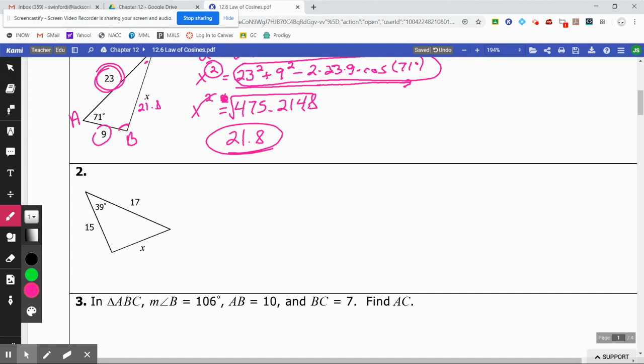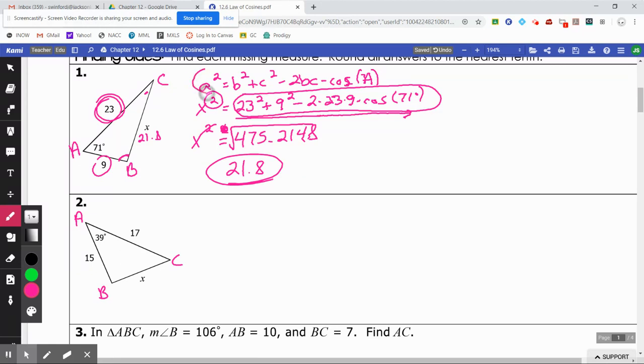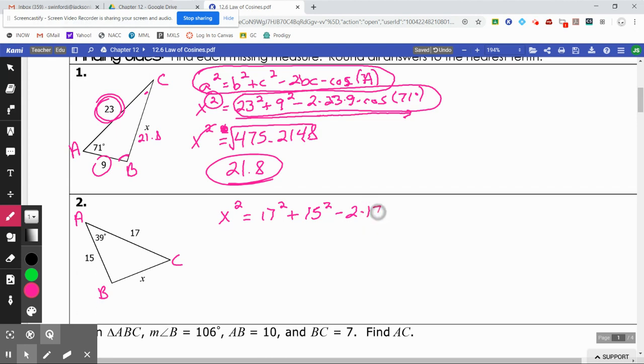Honestly, every time that you work one of these problems, you could let this be A, the angle that you're given, and that way you have to know one formula. So you have A squared. Instead of copying it down, I'll just refer to up here. You have A squared, which will be your X value. So X squared equals B squared, which would be 17, plus C squared, which would be 15 squared, minus 2 times 17 times 15 times the cosine of A, which is 39 degrees.